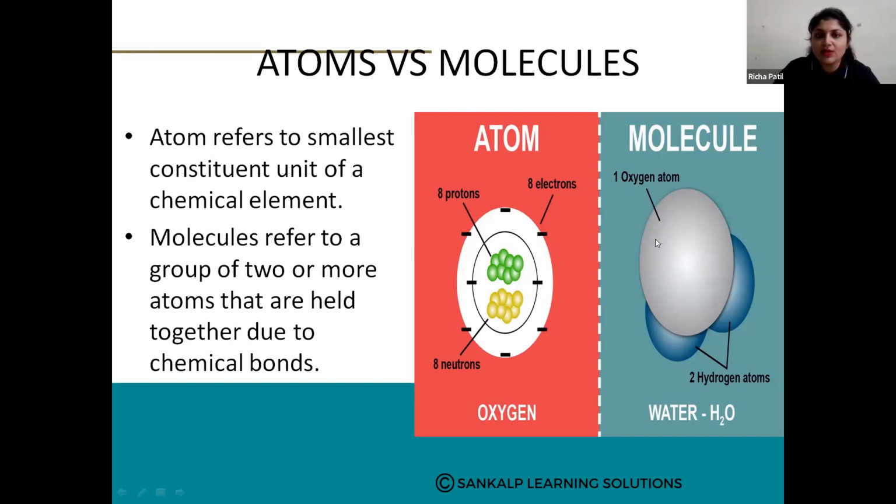What do you mean by matter now? Matter is something which occupies space and which has a definite mass, right? So that is nothing but your matter. So what is an atom? It is the smallest constituent unit of a chemical element. You can see this is an atom of oxygen. What does an atom of oxygen consist of? It consists of 3 protons, 3 electrons, 3 neutrons. We'll be discussing what protons, electrons and neutrons are in our coming slides. So first, understand what an atom is.